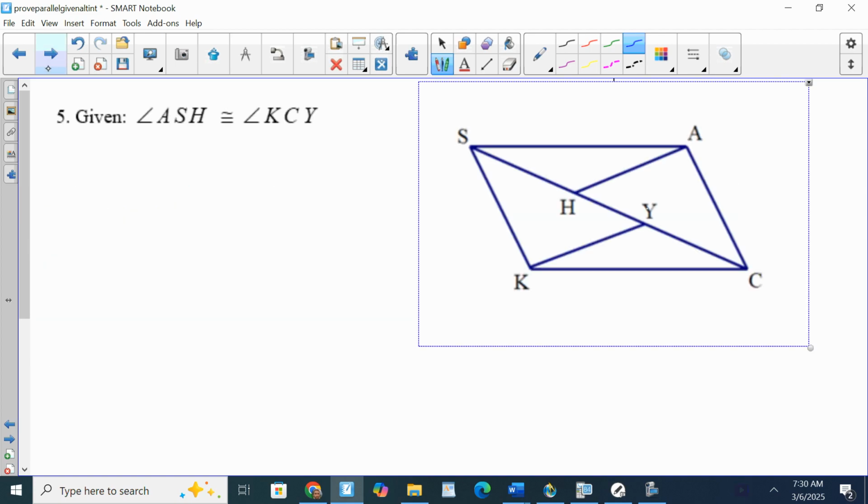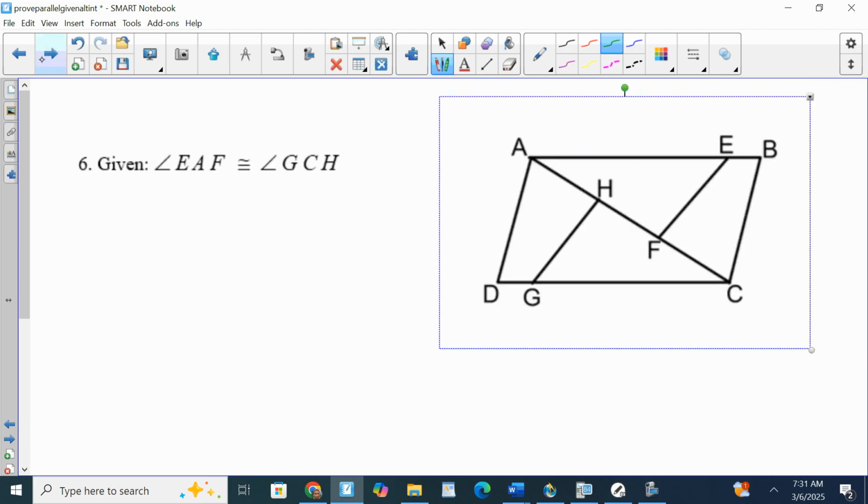Again, this is just a mini proof within a bigger proof. ASH, KCY. Well, carve out this angle. Once I carve it out, I see my Z. Those are my parallel lines. Last one, EAF, GCH. Carve out my angle. When I carve out my angle, I see my Z. Once I have my Z, I have my parallel lines.